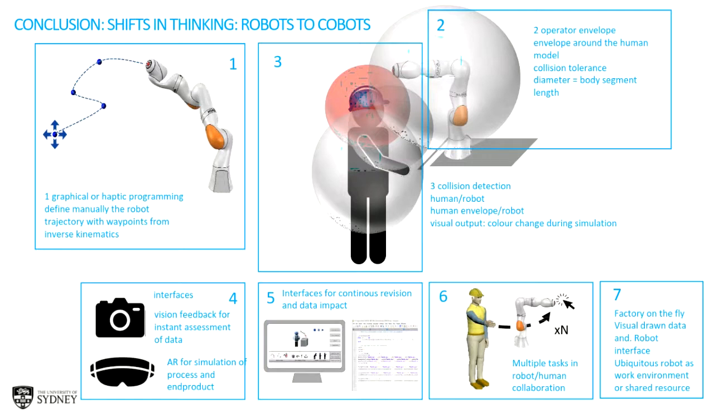And then, forecasting to the future, of course, the factory on the fly, visual drawn data and robot interfaces, and understanding robots as a work environment or shared resource, something that might be as ubiquitous as the 3D printers that we have now seen pop up in all the libraries.